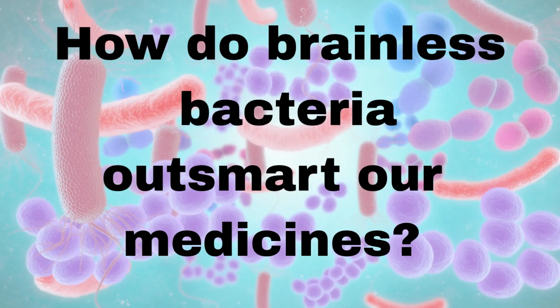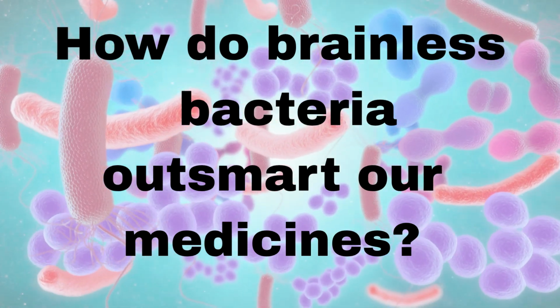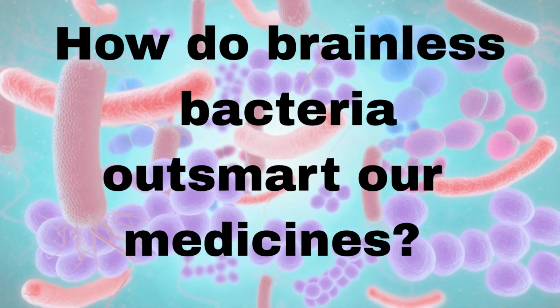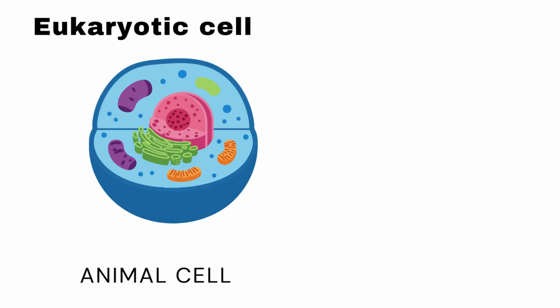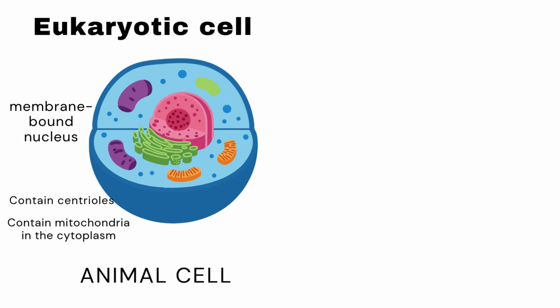Meet the bacterial cell. To really understand their weapons, we've got to establish a baseline first. Take eukaryotic cells, for example, like the ones making up you and me. They're super complex. We've got a true nucleus protecting our DNA and these fancy membrane-bound organelles, like mitochondria.